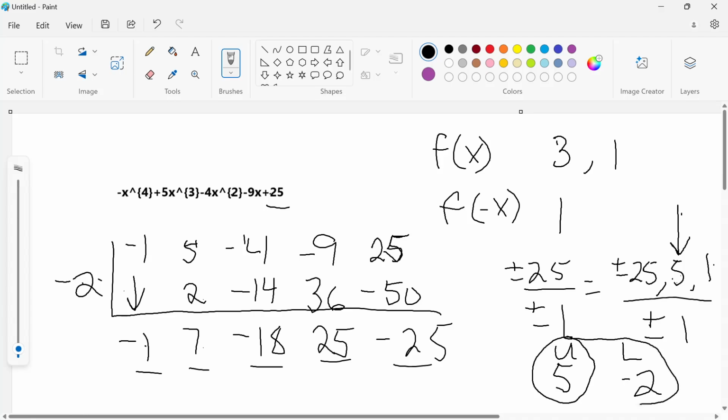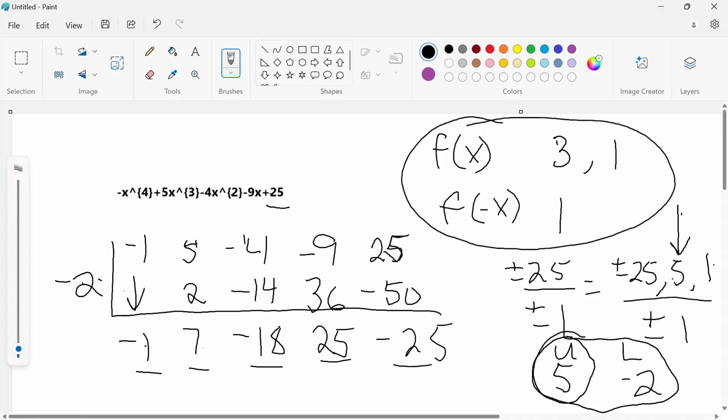So 5 is the lowest integer upper bound, and -2 is the highest integer lower bound. And I found that by doing the upper and lower bound tests. And I did Descartes' rule of signs just to see if it was useful. Like if I had found that there were no possible negative real roots, I wouldn't even bother doing this test. But there's the answer.